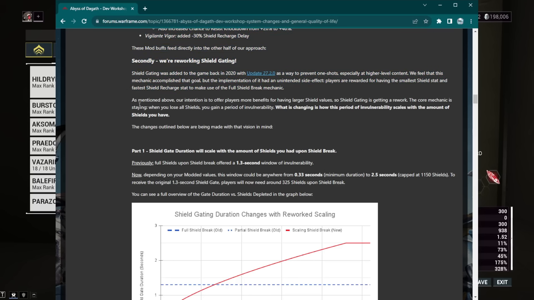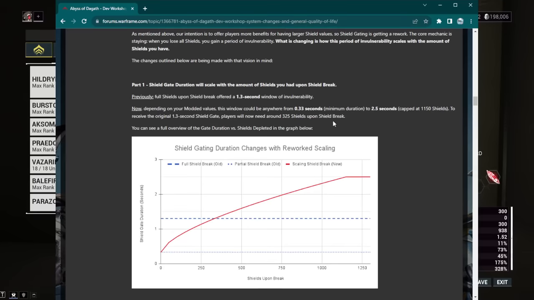As mentioned above, our intention is to offer players more benefits for having larger shield value. So shield gating is getting a rework. The core mechanic is staying: when you lose all shields, you gain a period of invincibility. What is changing is how this period of invincibility scales with how much shield you have. Thankfully, they made a chart for us right here. And we're going to have a new mod too, to kind of replace the Decaying Dragon Key in a way. Part 1: the shield gate duration will scale with the amount of shields you had upon shield break.